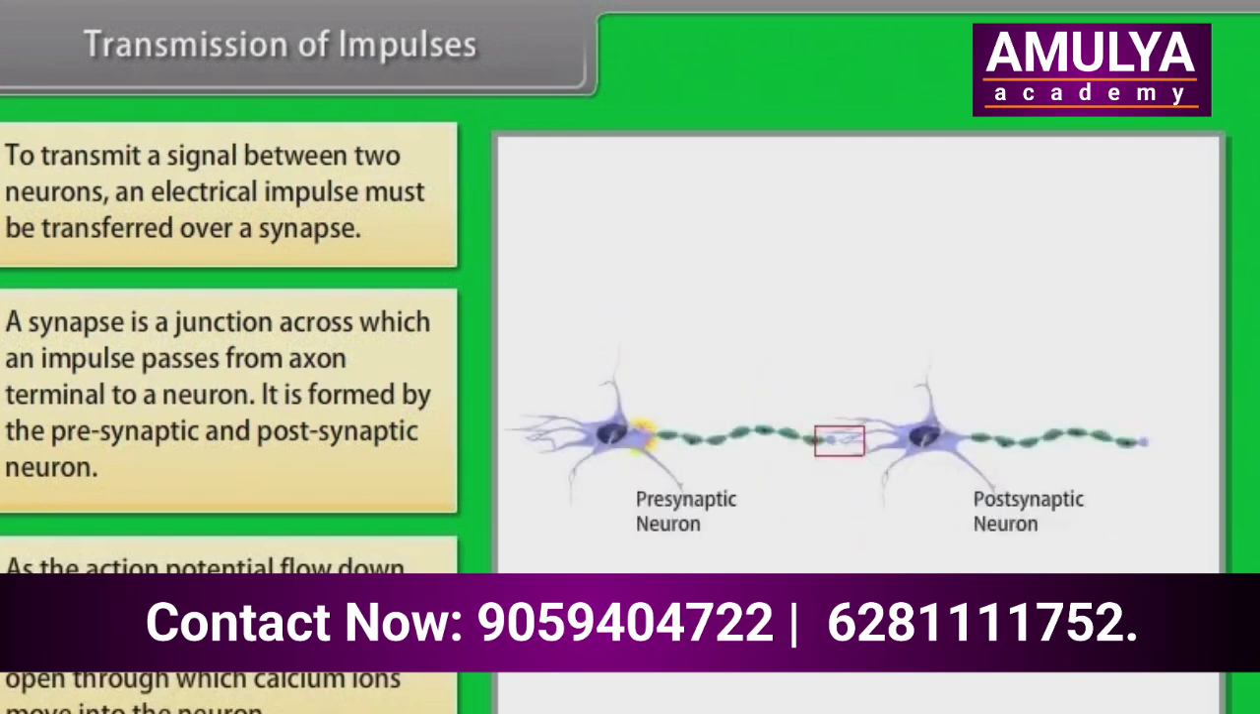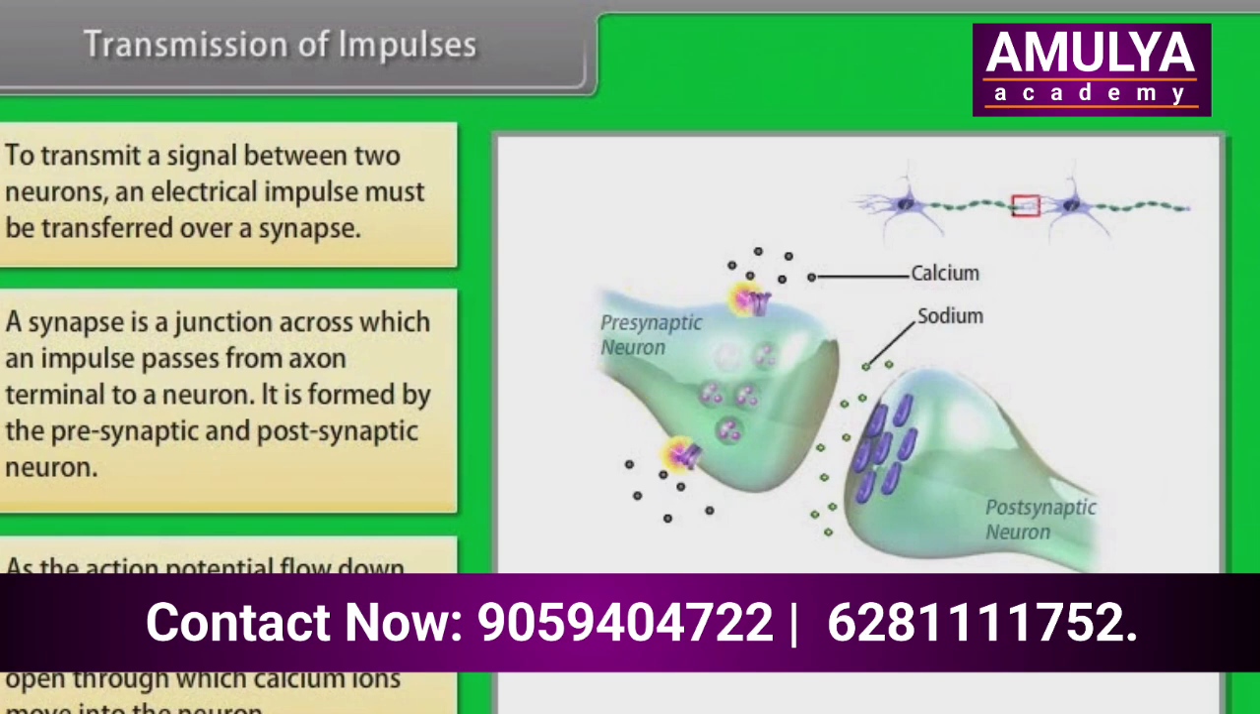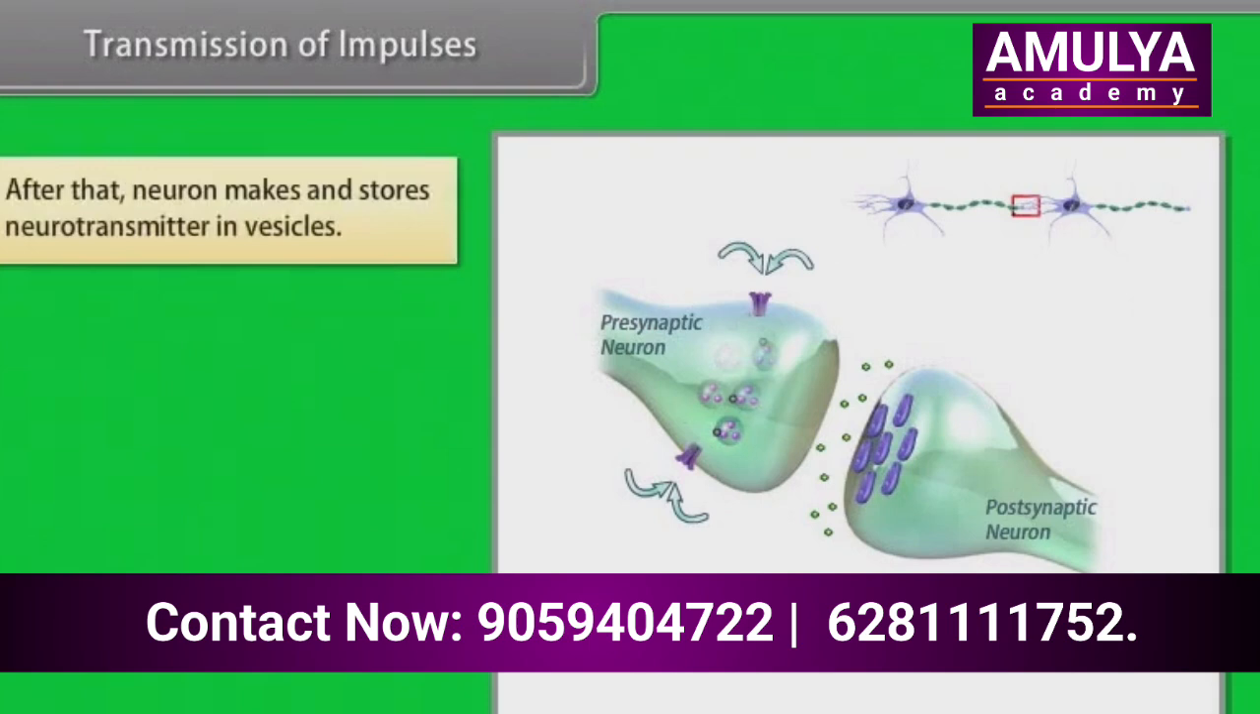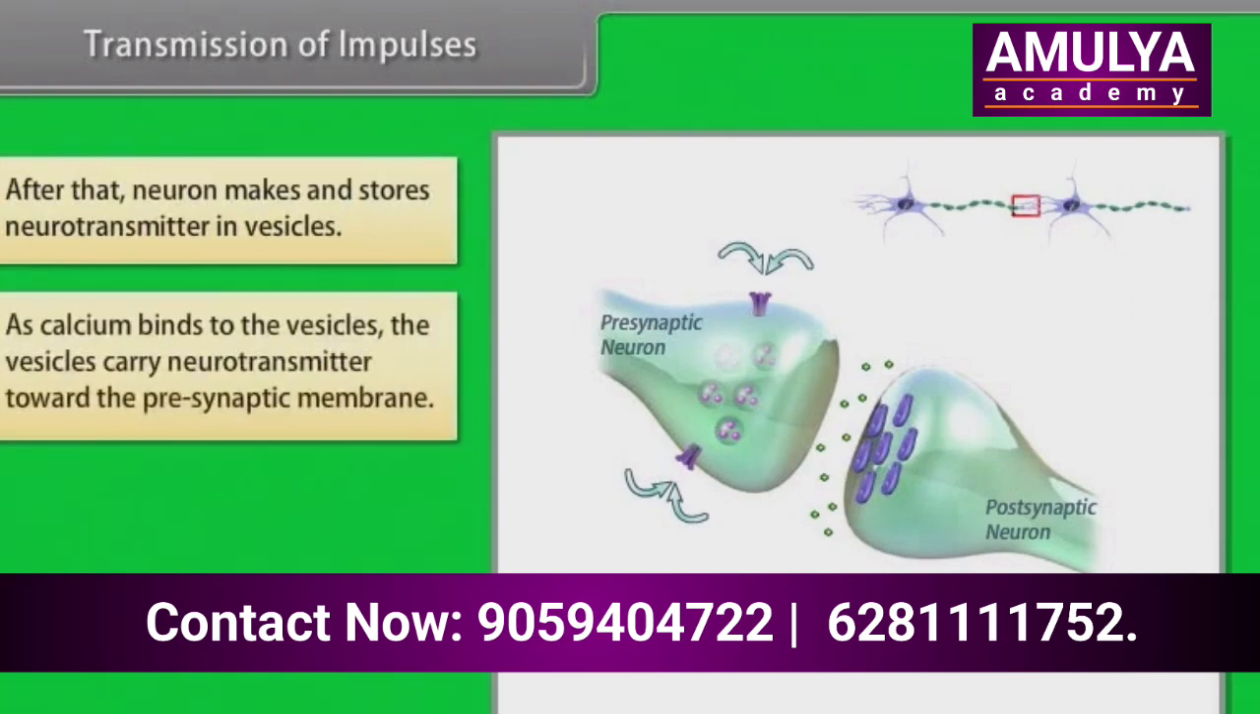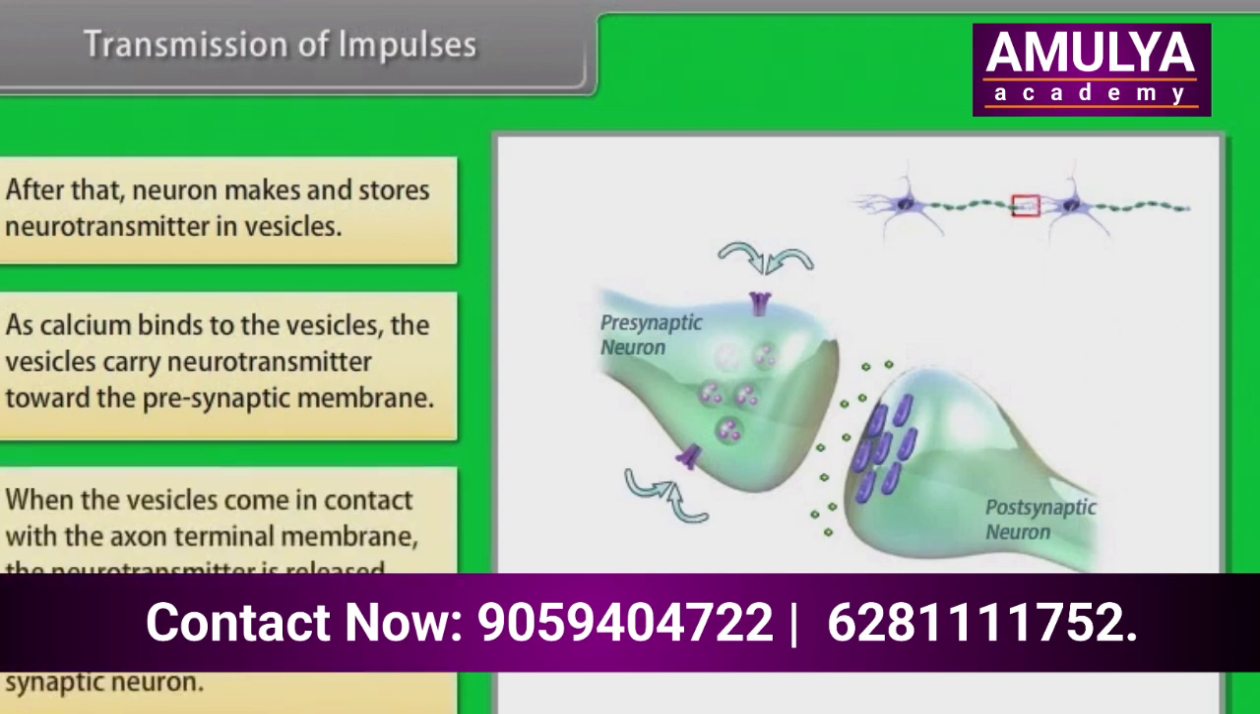As the action potential flows down the axon and reaches the axon terminal, calcium channels open, through which calcium ions move into the neuron. After that, the neuron makes and stores neurotransmitters in vesicles. As calcium binds, the vesicles carry neurotransmitter towards the presynaptic membrane. When the vesicles come in contact with the axon terminal membrane, the neurotransmitter is released into the synaptic cleft. It is the gap between the presynaptic and postsynaptic neuron.